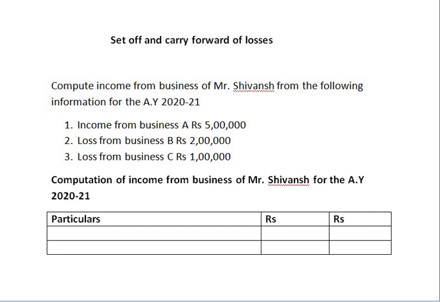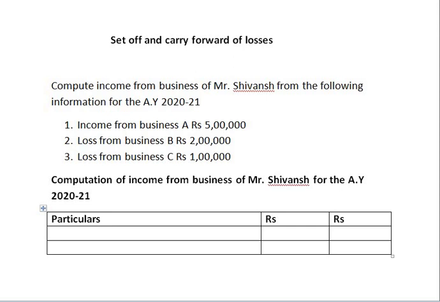Let us start solving this sum. Computation of income from business of Mr. Shivansh for the assessment year 2021. This is inter-source set-off. Here, loss incurred from one business is set off with the income earned from another business. First, we have to take the positive figure.